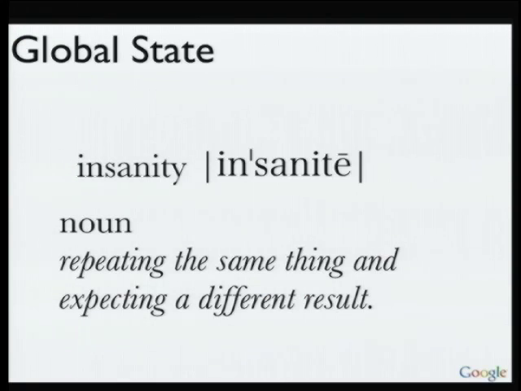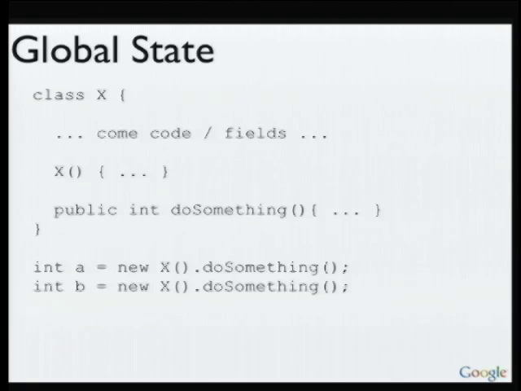All right, let's talk about global state. And the best quote I have for global state is that it's insanity. A good definition of insanity is repeating the same thing and expecting a different result. Global state allows you to become insane specifically for this reason, because you keep doing the same thing and it always behaves differently. Let me demonstrate.